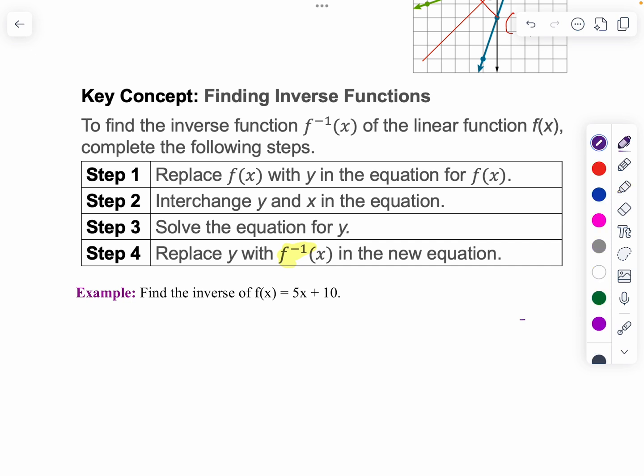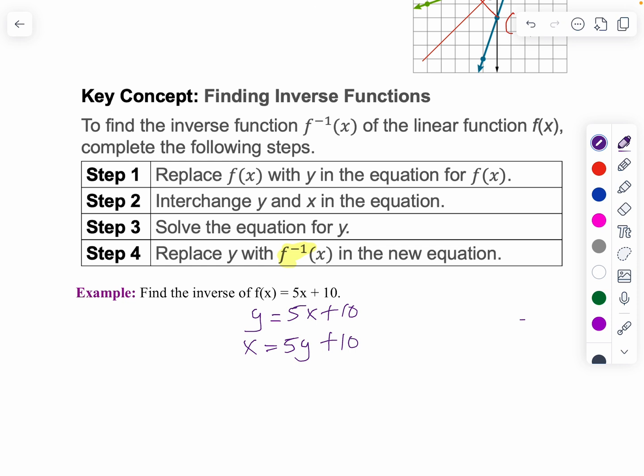So if we take a look at the first example, let's go through those steps one by one. First, instead of writing f of x, we're going to write y. Y equals 5x plus 10. Then we're going to flip the x's and y's around. We're going to go x equals 5y plus 10. Don't change the signs of anything. Just flip the x's and y's around.